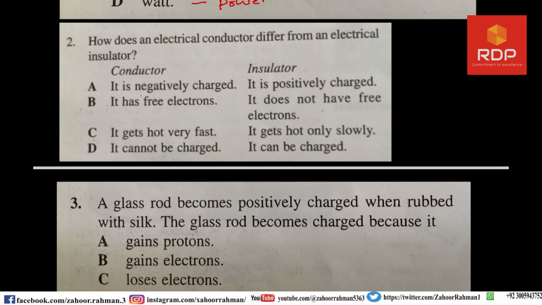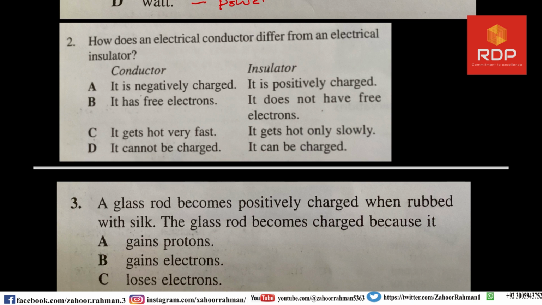A says the conductor is negatively charged and the insulator is positively charged. No, it is absolutely not the answer. B says the conductor has free electrons and the insulator doesn't have free electrons. In my opinion, this is the best answer so far. So let's study the third and fourth as well. Might be we are getting a better answer than this one.